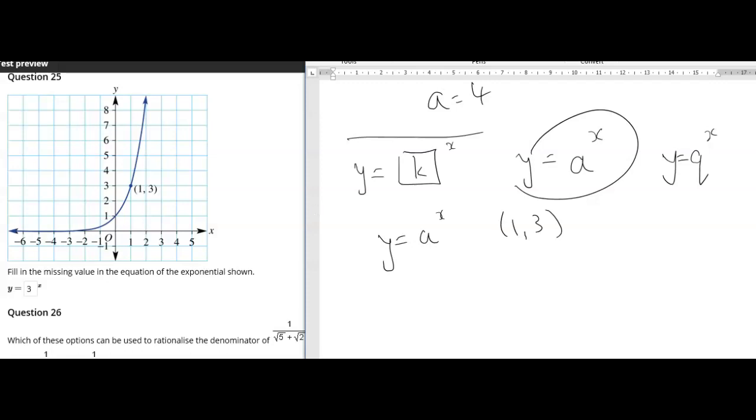So remember, this is a point where the coordinates are x, y. So wherever I see y, I'm putting in the number 3. And a just stays a because that's what we're solving for, and x is 1. Now, any number to the power of 1 is just that number. So 1 to the power of 1 is 1. 2 to the power of 1 is 2. 3 to the power of 1 is 3. 4 to the power of 1 is 4, and so on. So that means a to the power of 1 is just a. So your answer there is a equals 3.